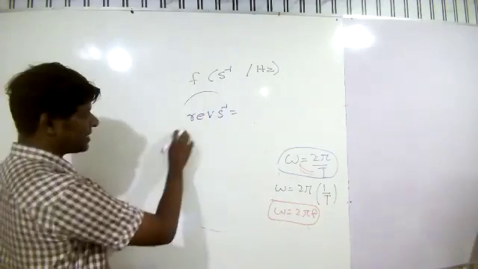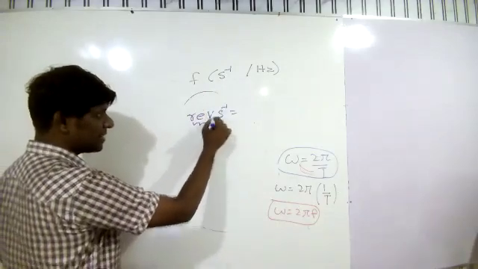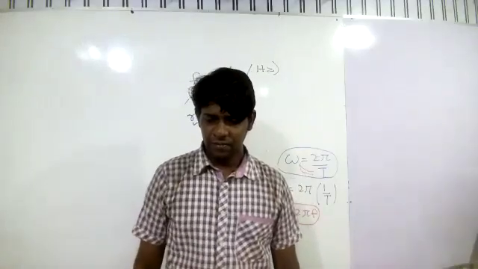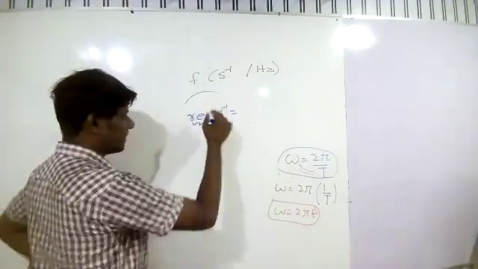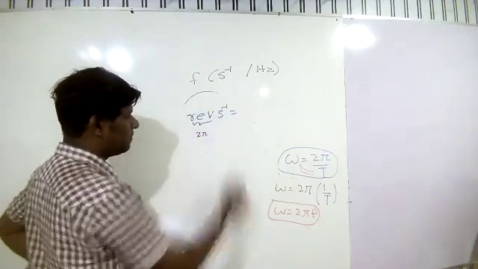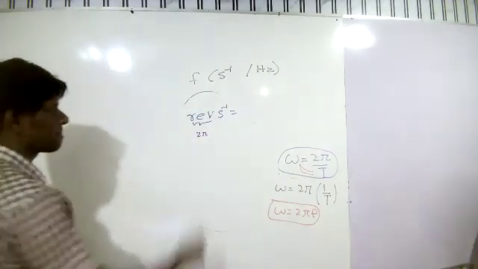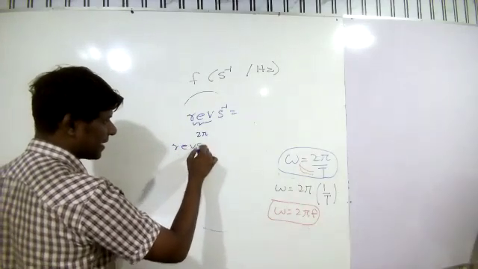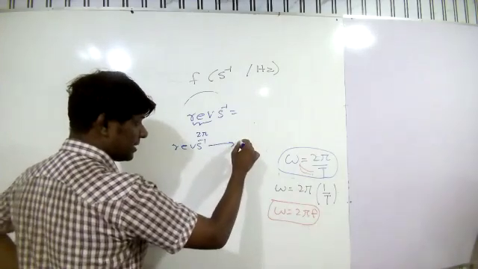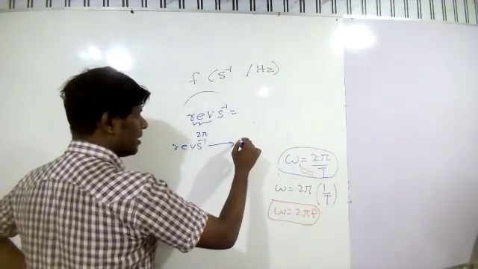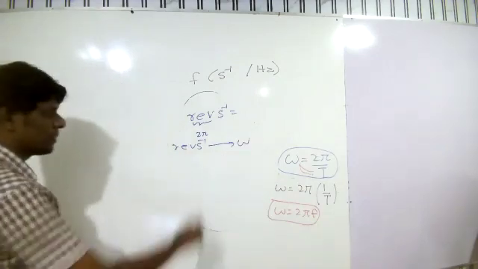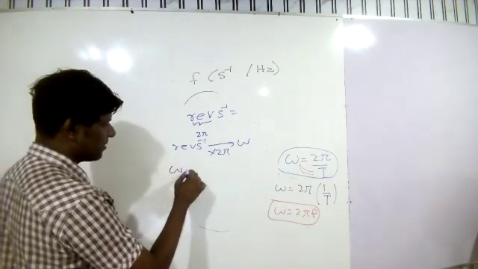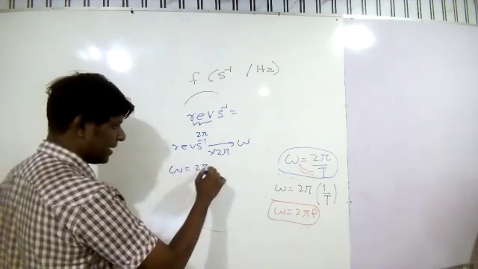For 1 revolution, what is the angle? It is 2 pi. Then to convert revolutions per second to omega, you have to multiply by 2 pi. Omega equals 2 pi n.